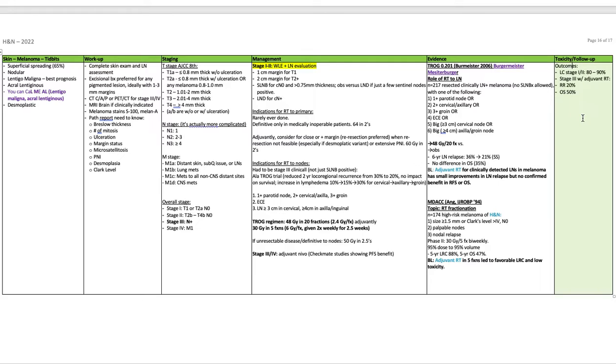Phase 2 trial of 30 gray in 5 fractions biweekly. 95% of the dose to 95% of the volume. 5-year local regional control was 88%. 5-year overall survival was 47%. Bottom line, adjuvant radiation of 5 fractions led to favorable local regional control and low toxicity. The outcomes here, local control for stage 1 or 2 is 80 to 90%. Stage 3 with adjuvant radiation, overall survival is around 50%.